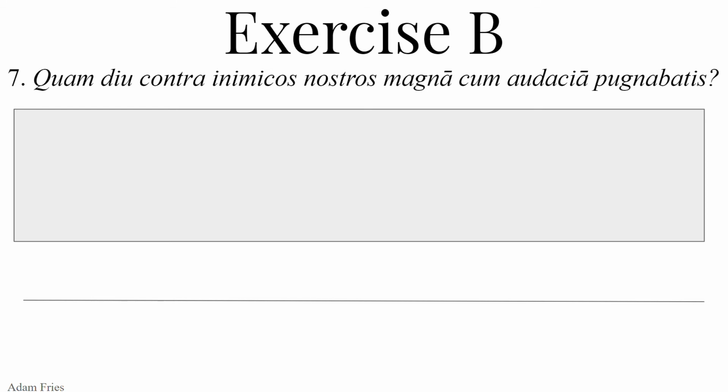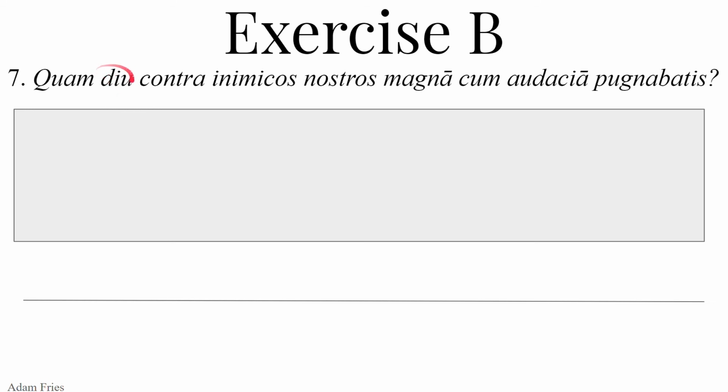Quam diu. Quam, adverb, how. We're asking how, to what degree? How? And it's paired with the adverb diu, because adverbs can modify adverbs. Diu is an adverb. It means for a long time, or just long. Diu is always temporal, as opposed to the adjective longus, which is always spatial, having to do with distance.